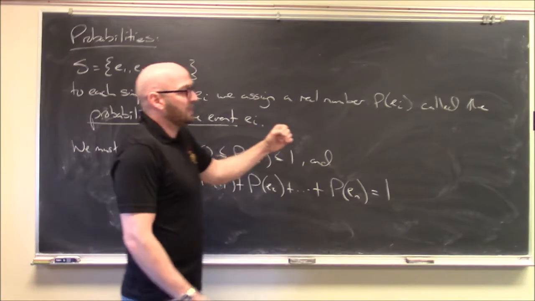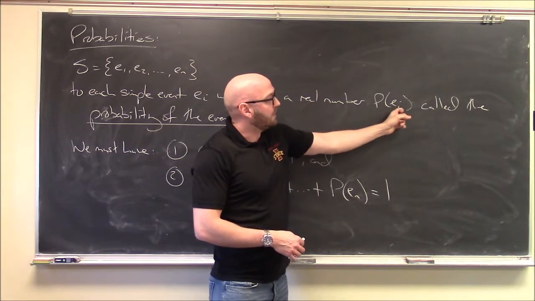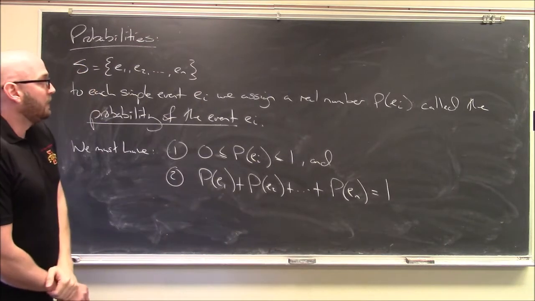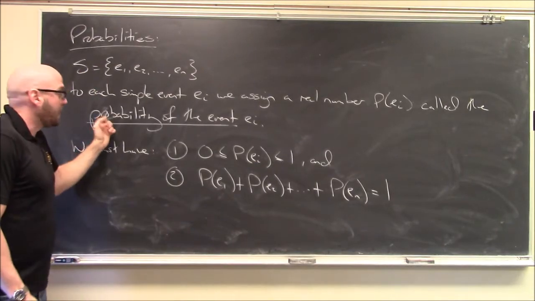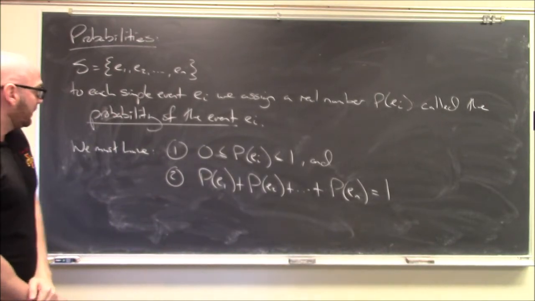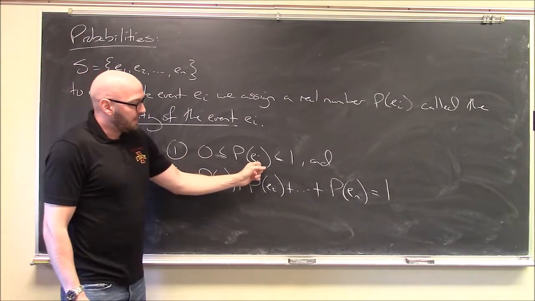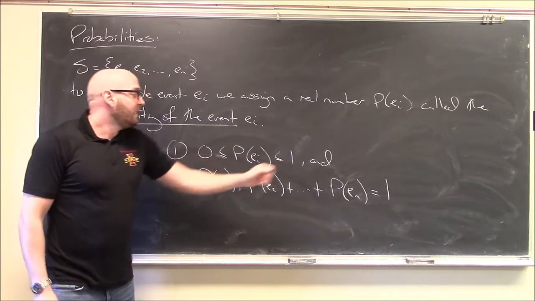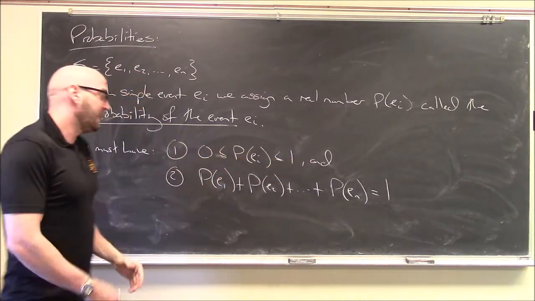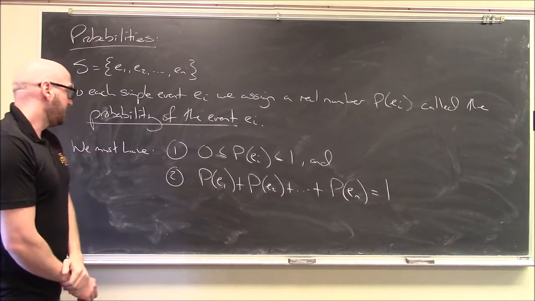Think of this as a function if you want to get really fancy with it. You plug the event into this function P, and you output a number. This real number that it outputs is called the probability of the event E sub i, and we have to have a few conditions on this. One is my probability of each event has to be between 0 and 1. Think of 0 as being 0% probability, 1 as being 100% probability. So it has to be somewhere between those two numbers.